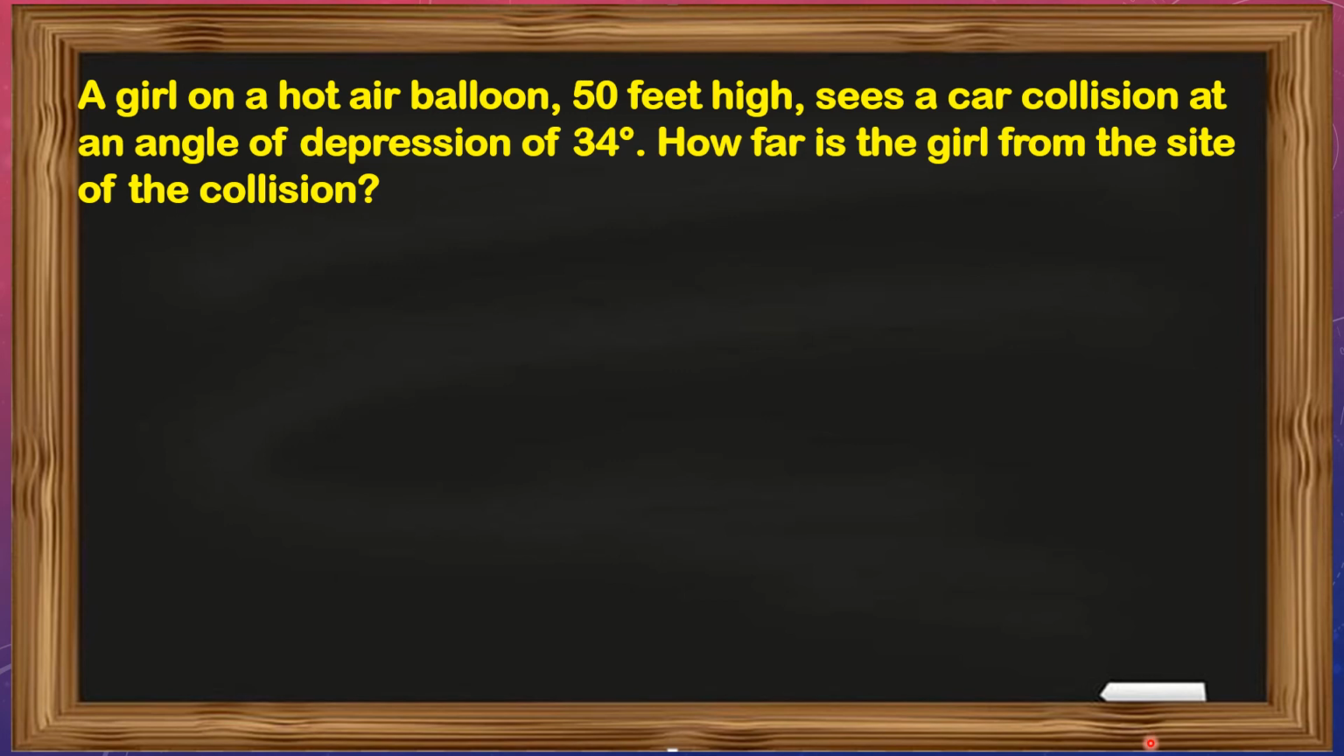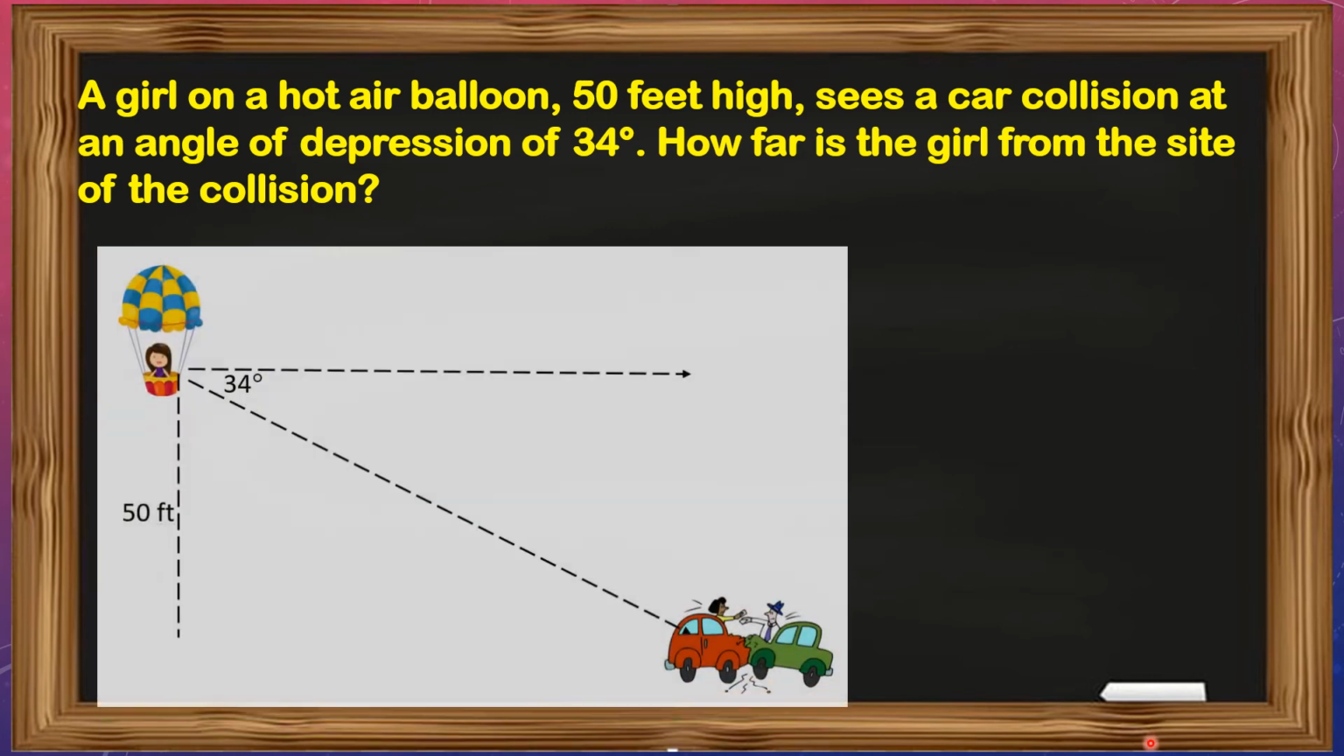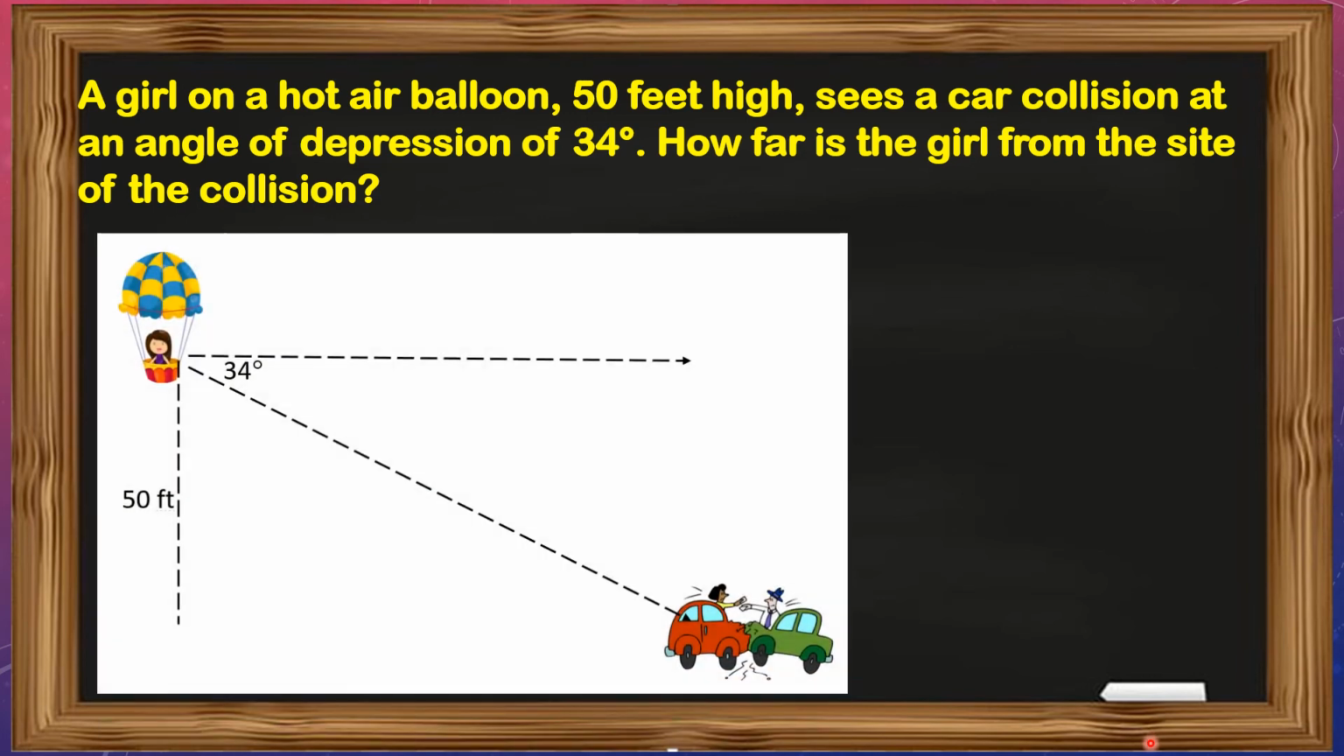After reading and analyzing, we are going to make a diagram. So we have a girl on a hot air balloon which is 50 feet high, and there is a car collision at an angle of depression of 34 degrees. Now the question says, how far is the girl from the site of the collision? So we are looking at this distance here. That is our unknown.